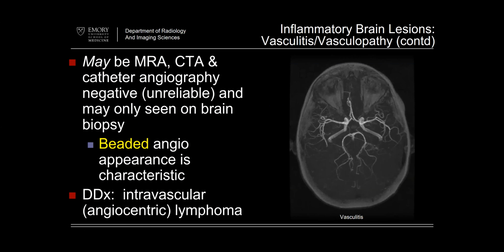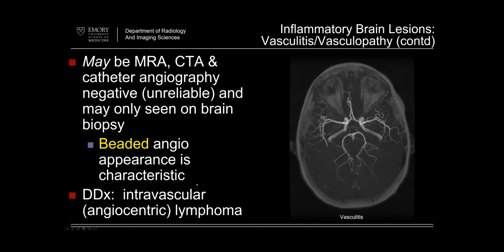In terms of diagnosing vasculitis, vasculopathy, one of the things to remember is you can have a normal MRA, you could have a normal CTA, you could even have a normal catheter angiogram. Now, when you see something, classically the appearance is going to be a beaded appearance or a dot-dash appearance. And of course, the main differential diagnosis for that is intravascular or angiocentric lymphoma, which is mercifully rare.